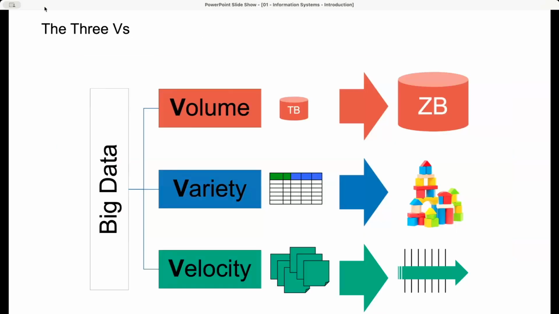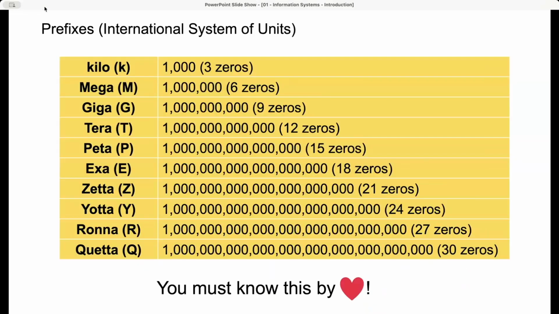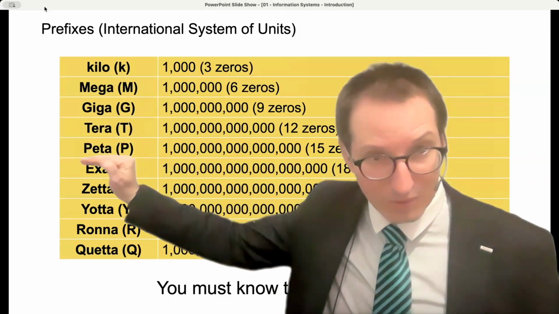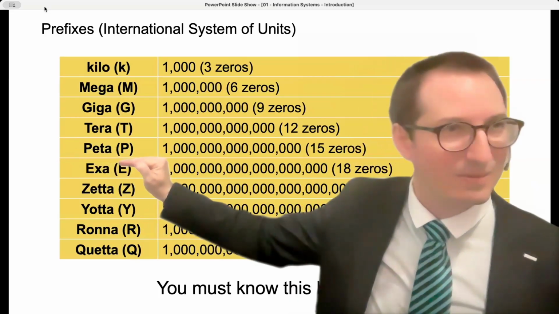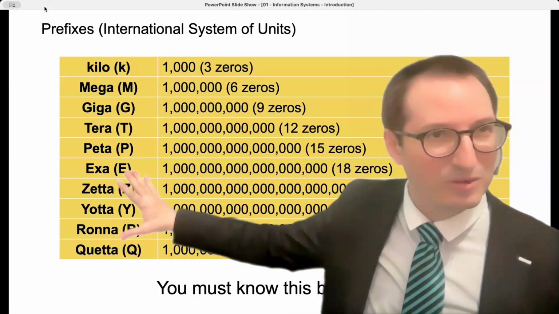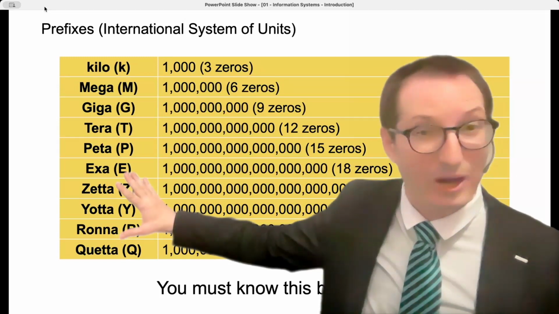I'm going to start with volume. Volume is the idea that we're kind of running out of prefixes to say how much data we have. I'm assuming that probably most of you know all the way to here. Is that fair? Okay, who knows this? Who didn't know it before? Okay, so now you know.